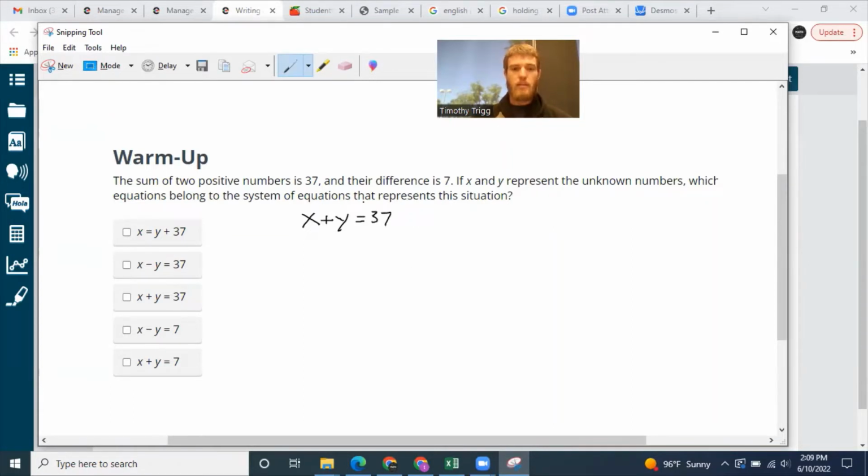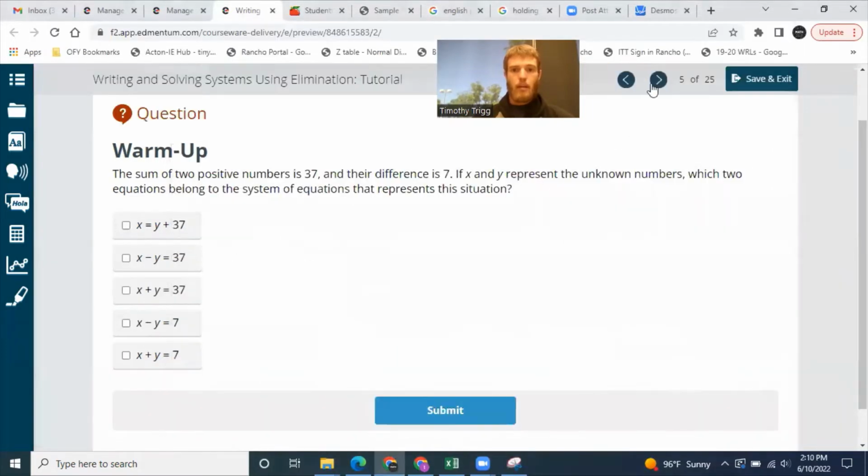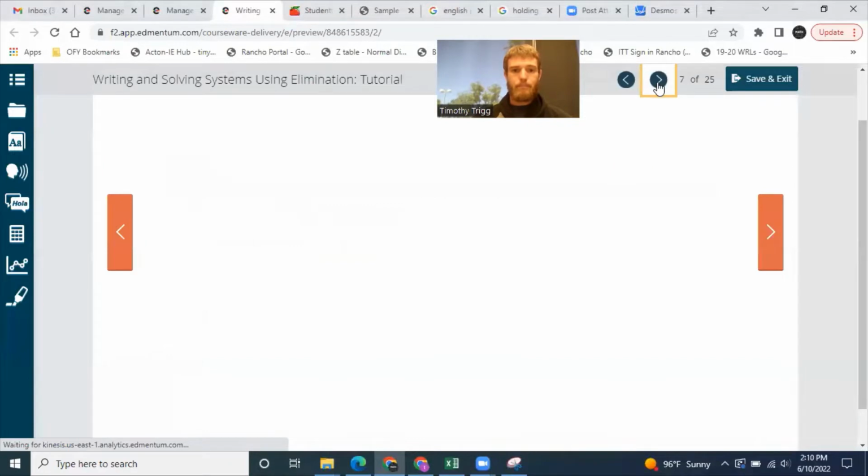Now the second equation just comes from this next part here: and their difference is 7. That means when you subtract them, the difference between them is a subtraction. So when I subtract them, the result is 7. So those are our two equations for the system of equations. So there you go. All right, let's go ahead and move on.